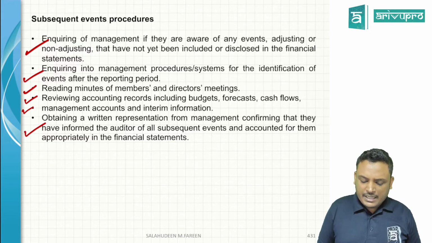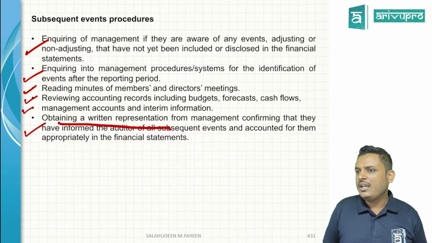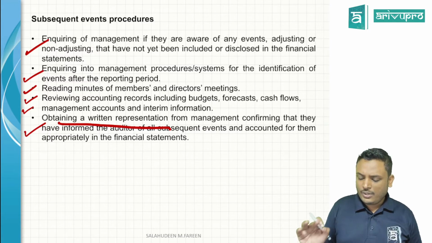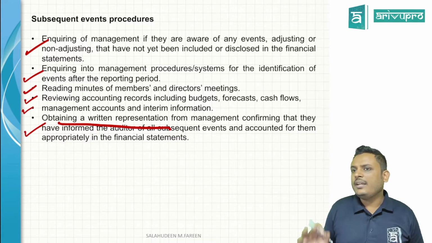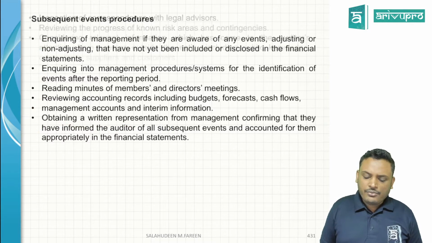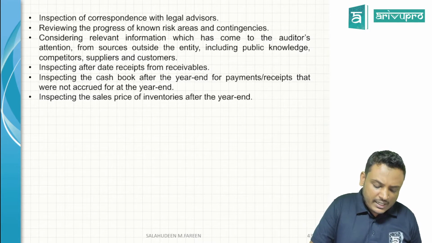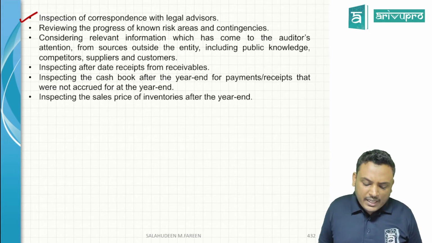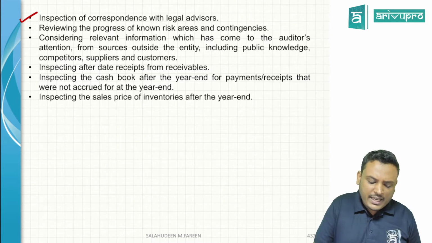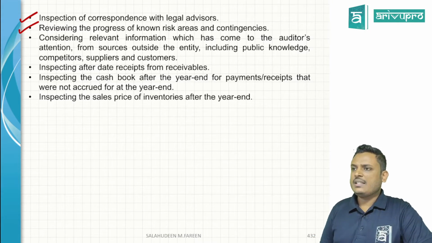Obtain written representation. This is a common procedure you can write for all the finalization ones, whatever, even going concern. You always obtain written representation and request management to confirm it is correctly accounted for and disclosed. And for legal cases, subsequent event legal matters, we can get correspondence from the legal advisors. And reviewing progress of non-risk areas and contingencies.